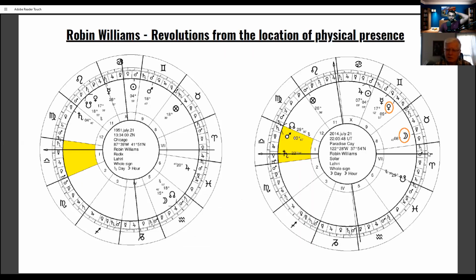Well, let's look more carefully. We go back. This is the California return. The one on the right is, yeah, on the right.